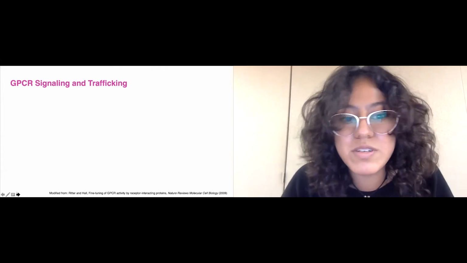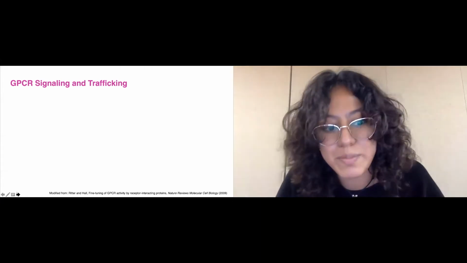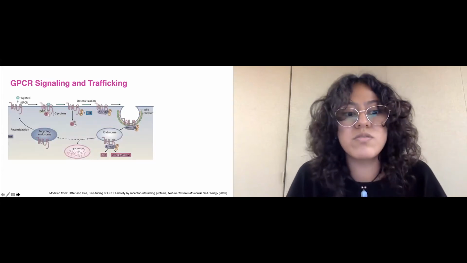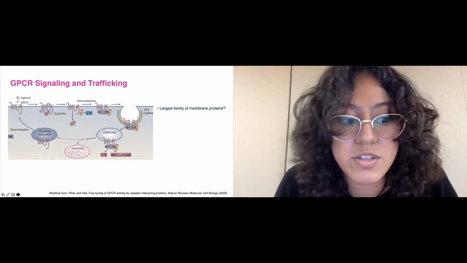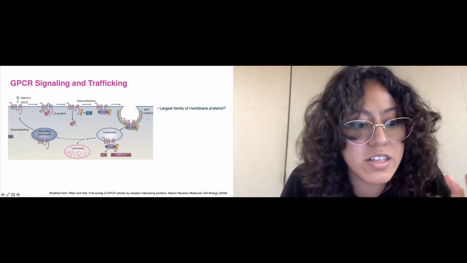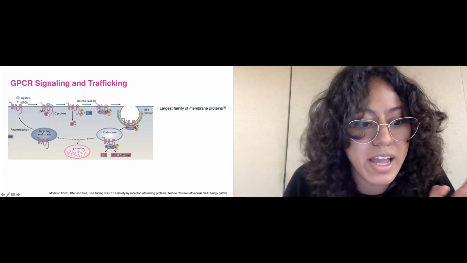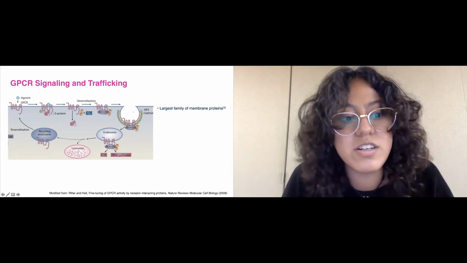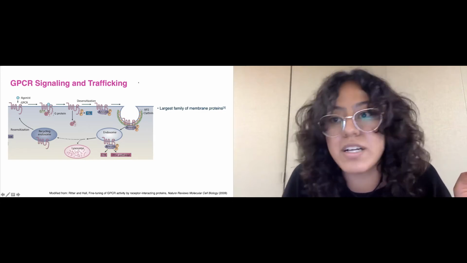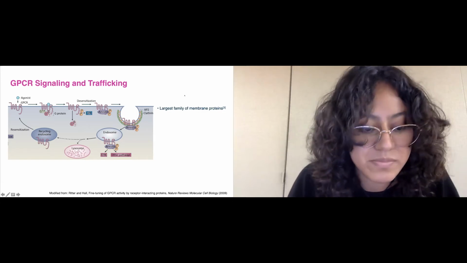G protein coupled receptors are also shortly referred to as GPCRs, and they are the largest family of membrane receptors responsible for mediating cellular responses to hormones and neurotransmitters. Here's a picture showing how their signaling works once activated by an agonist. They are internalized through endosomes and then can either be digested by lysosomes or recycled back to the plasma membrane.